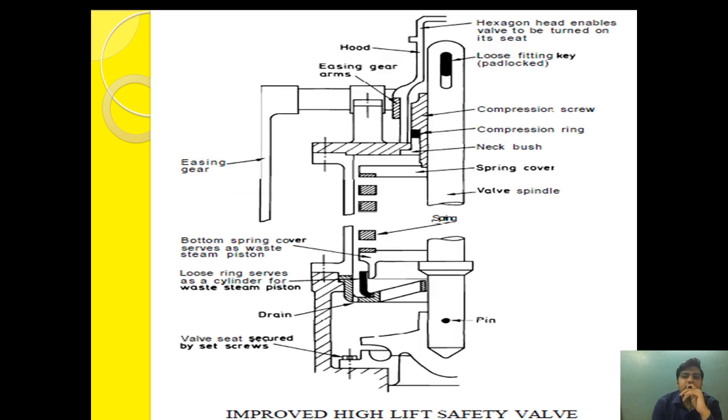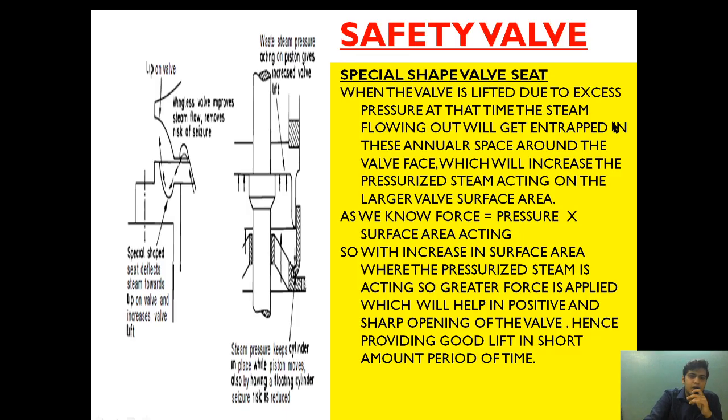As you can see, this is a very important diagram of an improved high lift safety valve. So let me tell you what this is. Basically, this is the valve, this is the valve surface. As you can see, the valve is designed in a special way. This is the lip surface area, especially the valve design surface area. After that, this is the spindle, and this is the spring area, this is the floating cylinder, and this is the lower spring carrier. So let's see about the design.